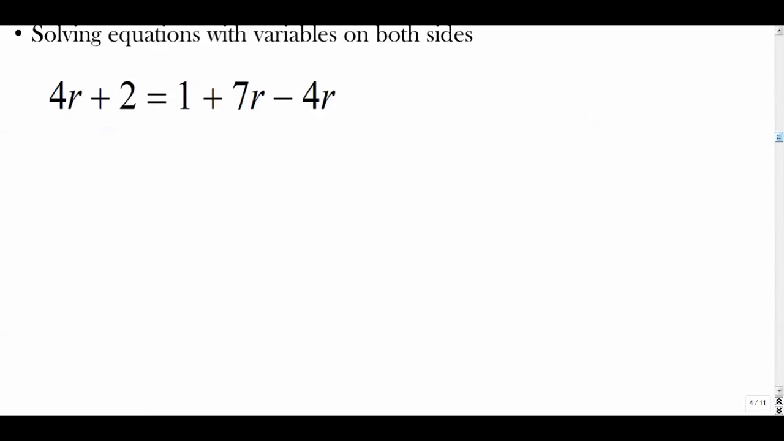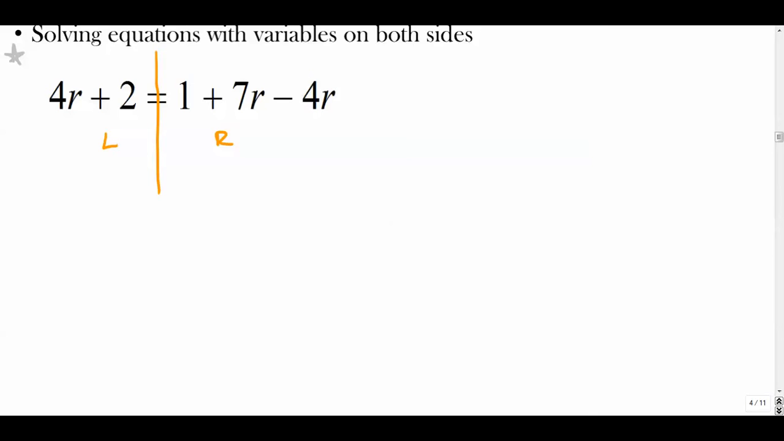Moving on, solving equations with variables on both sides. This one is definitely a big one. You're going to see this type of equation, these types of equations a lot in geometry. So here we go. We've got ourselves our equal sign right here. So if you kind of want to think about that as the left-hand side and the right-hand side of that sort of brick wall, if you will.